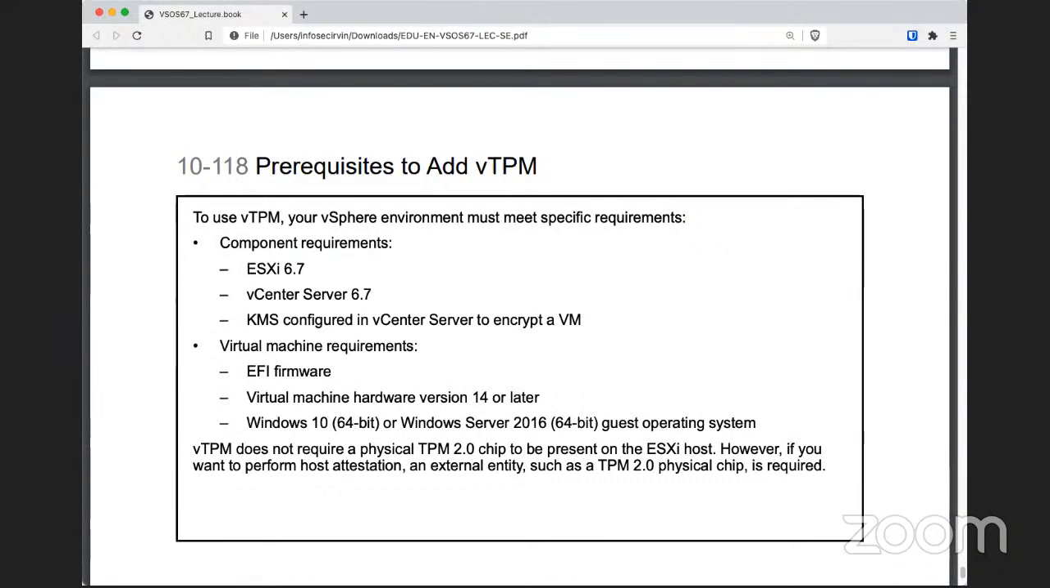So like I said, you'll need at least 6.7. You'll need vCenter Server. You'll need the KMS system. The virtual machine will need to have EFI. The hardware will have to be version 14 or later and run something like Windows 10 or Server or anything that's up to date.